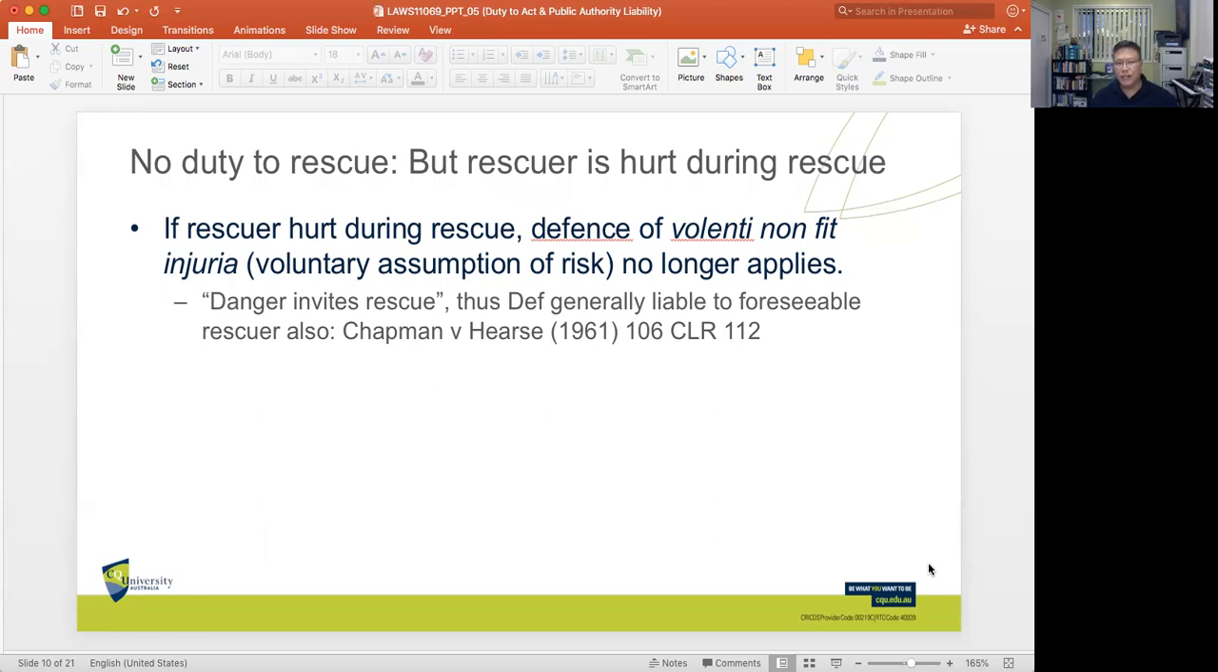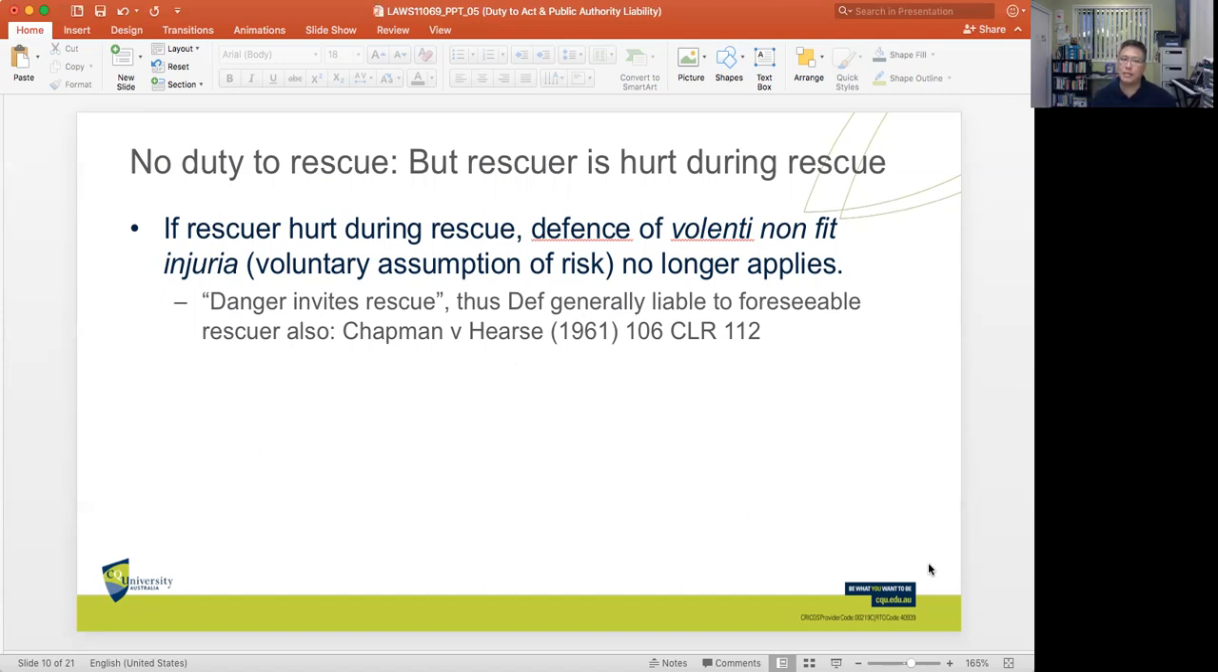Typically, there is a defense of volenti non fit injuria. There is a voluntary assumption of risk. We now know that when a person seeks to rescue another, even though there is no common law duty to rescue, and in circumstances where it can be risky, it doesn't follow that there is a voluntary assumption of risk. So a defendant who causes injury to a rescuer cannot say that he does not have any legal liability because the rescuer voluntarily assumed the risk of rescuing another in dangerous circumstances. So the defense of volenti non fit injuria will not apply.